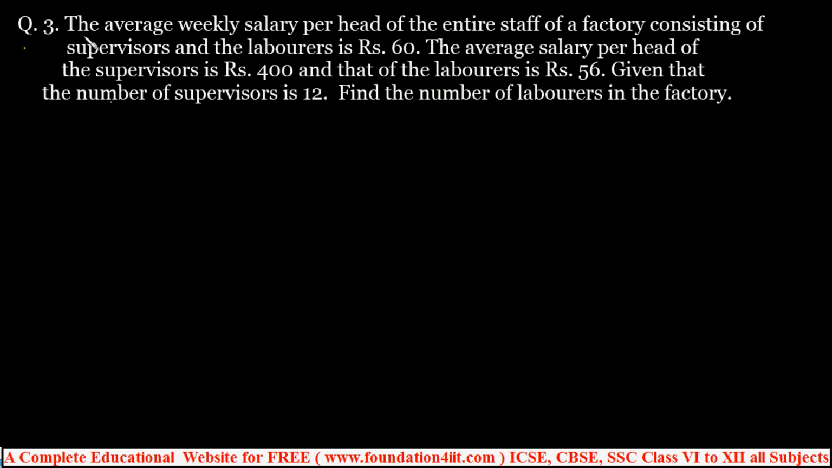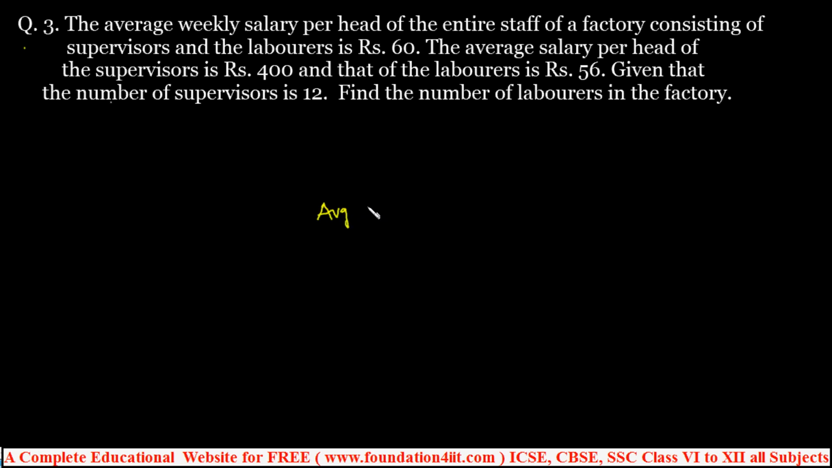In this problem, the average weekly salary per head of the entire staff of the factory consisting of supervisors and laborers is 60 rupees. The average salary per head of the supervisors is 400 and of laborers is 56. Given that the number of supervisors is 12, find the number of laborers in the factory. So this is about supervisors and laborers, right? Now the average is already given, that is 60 rupees, which we can take in the center.